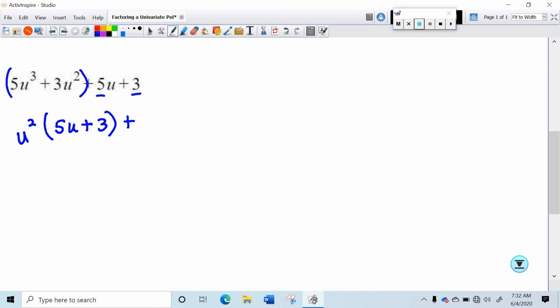And then for 5 and 3, the only thing they have in common is a 1, because it doesn't look like they have anything in common, so technically you can divide them by 1 anyway. So I've got 5u plus 3 in the parentheses, and then the other two things go together, u squared plus 1, and I'm done.